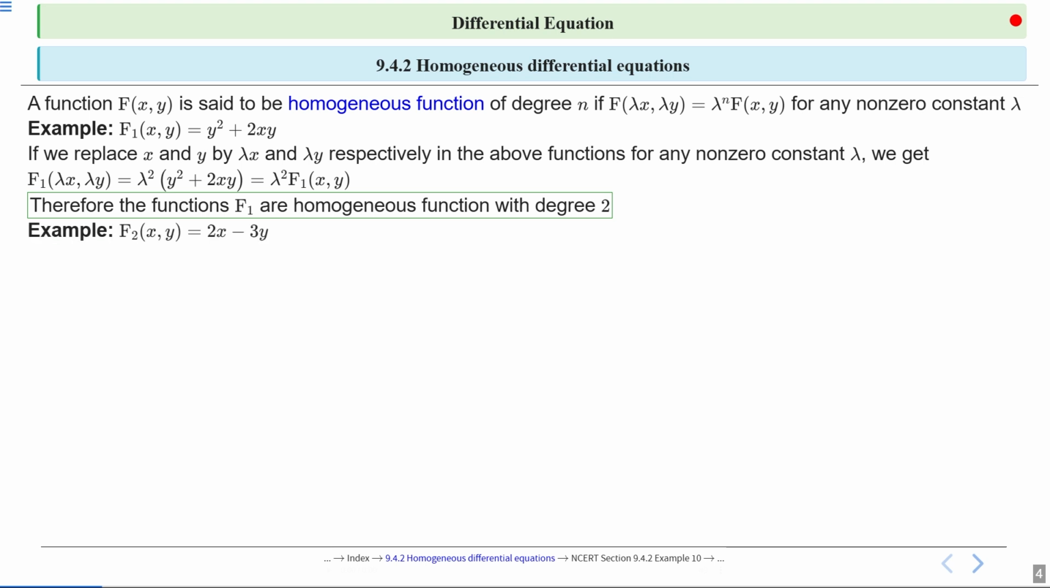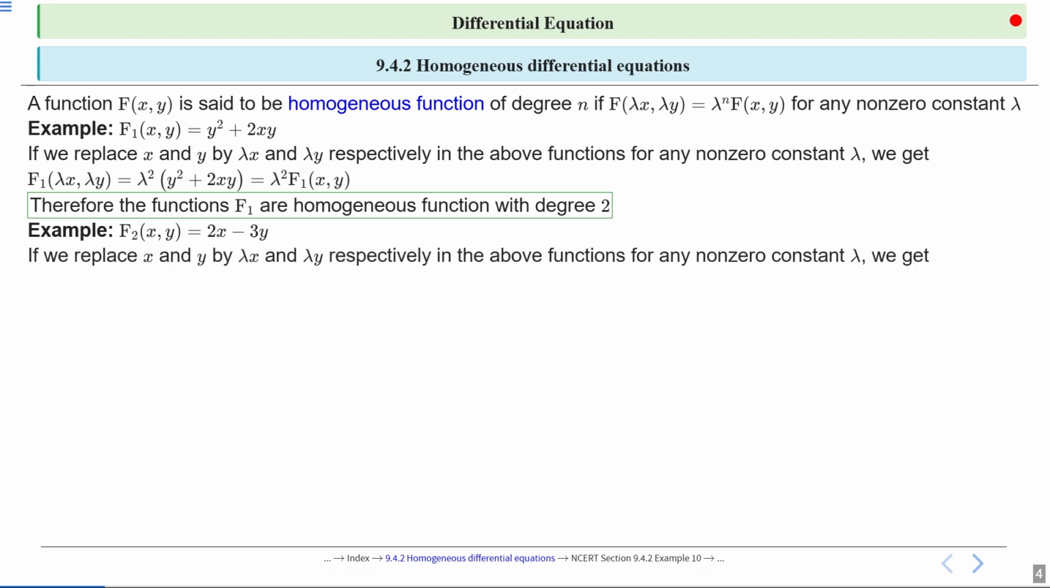Let's move on to another example, that is f2(x, y) is equal to 2x minus 3y. So we apply the same process to check if it is a homogeneous function or not. So just replace x and y by λx and λy, where λ is a non-zero constant. So f2(λx, λy) is equal to λ(2x minus 3y). That is, 2x minus 3y is f2(x, y), so you get λ into f2(x, y). So this function is a homogeneous function of degree 1.